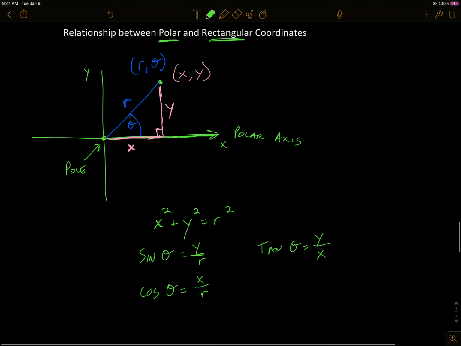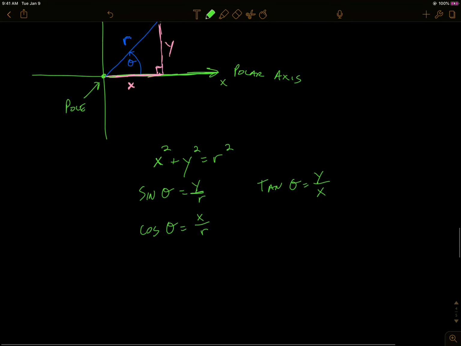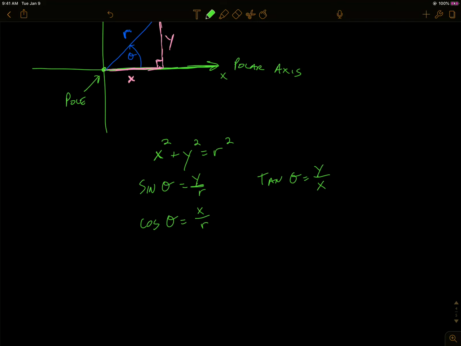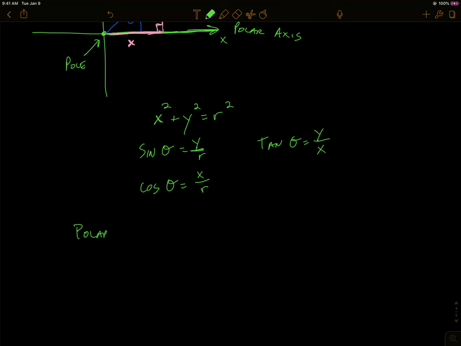And you can see why this comes right after trigonometry. There's a lot of trigonometry involved here, especially with the whole converting back and forth. Which way do we want to go first? Do we want to go from rectangular to polar or polar to rectangular? Let's do polar to rectangular. I think that's where we should start.